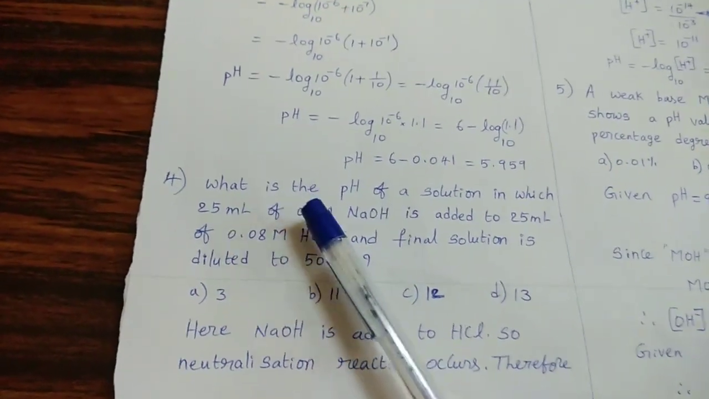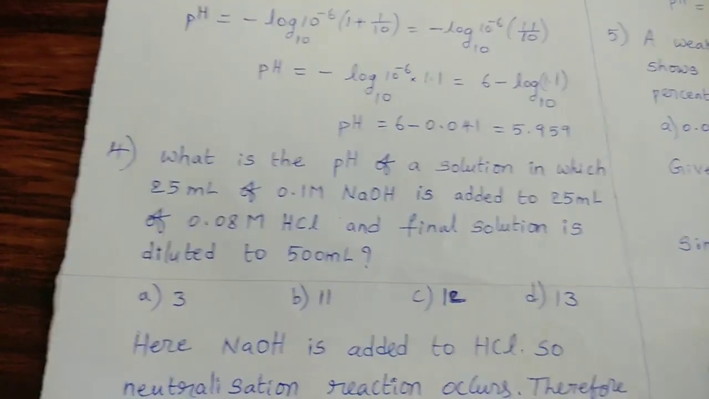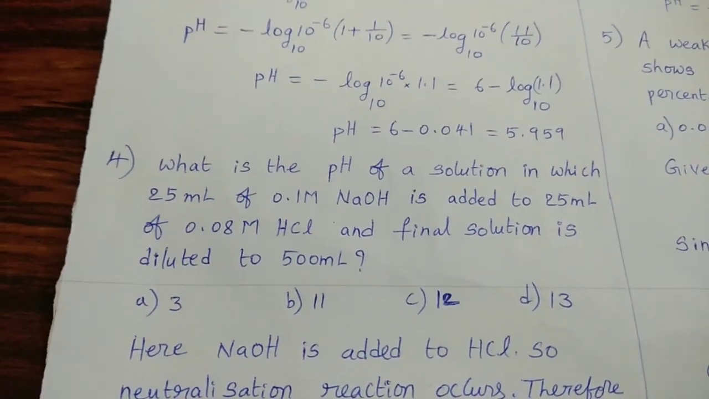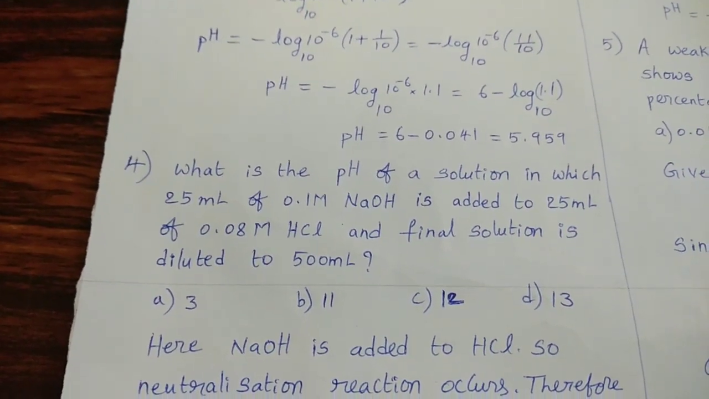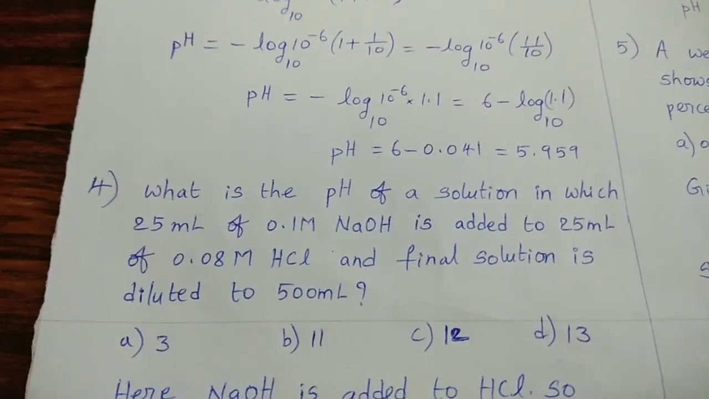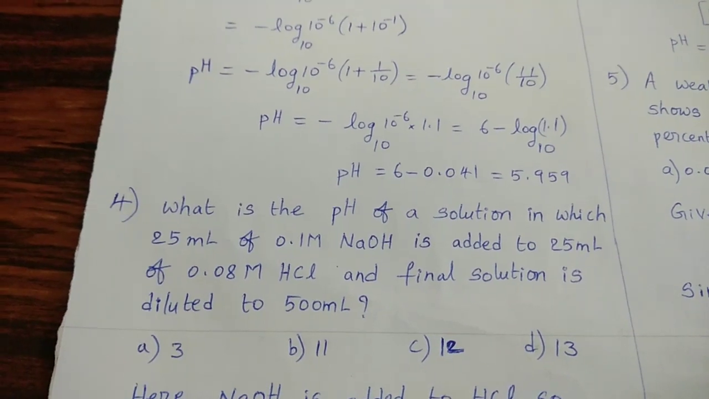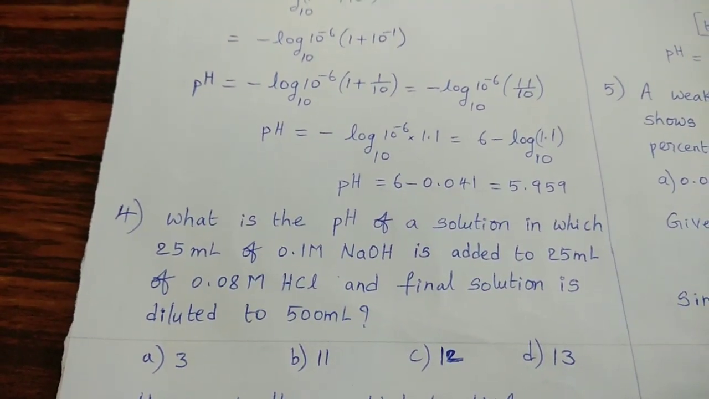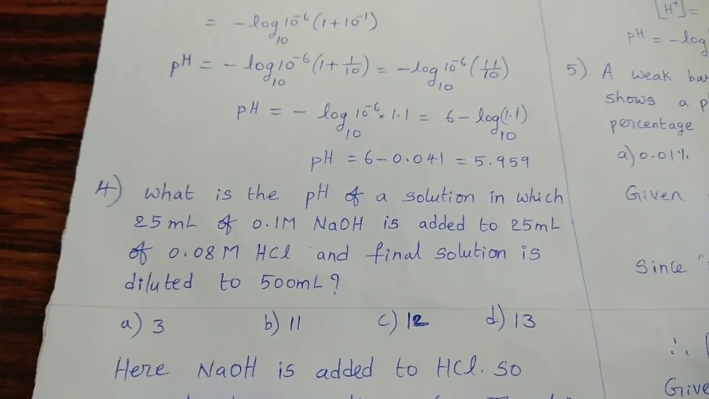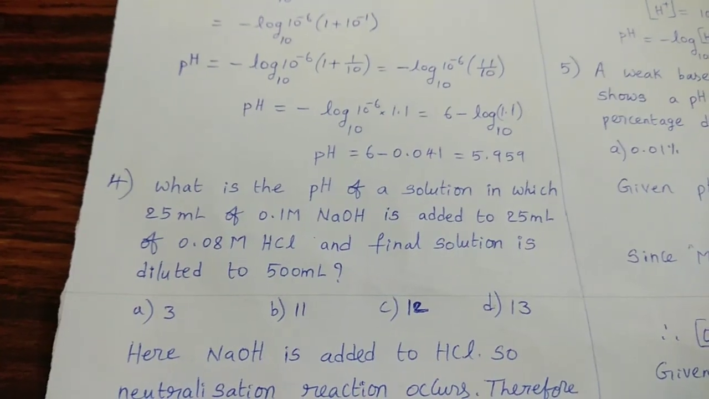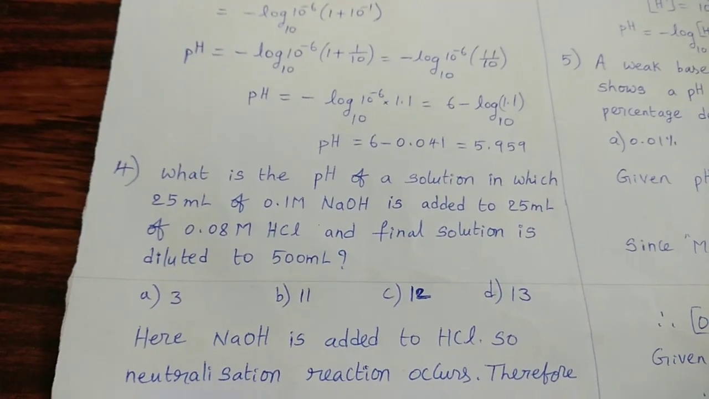Next. What is the pH of a solution in which 25 ml of 0.1 molar NaOH is added to 25 ml of 0.08 molar HCl and the final solution is diluted to 500 ml? As base is added to HCl, the resulting solution is made up to 500 ml. What is the pH of that resulting solution? Okay, here NaOH is added to HCl. So base is added to HCl means what happens? Neutralization takes place. So a neutralization reaction occurs.